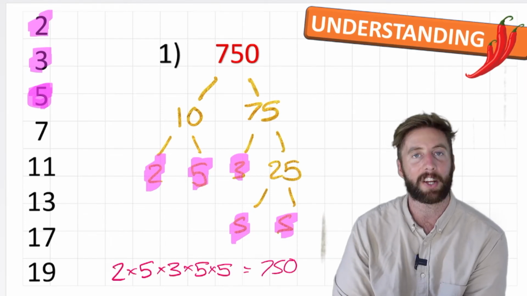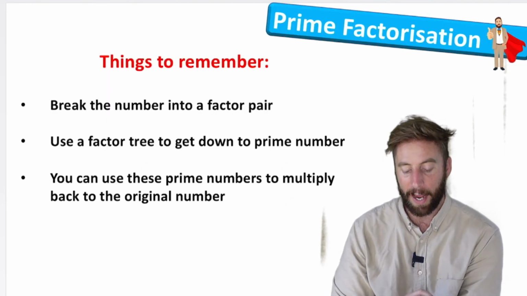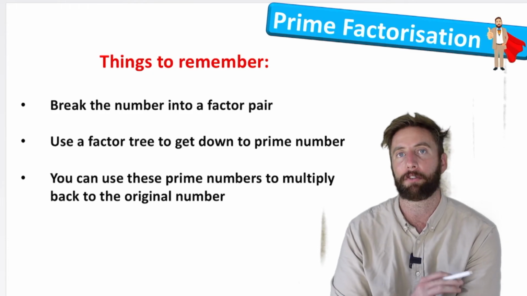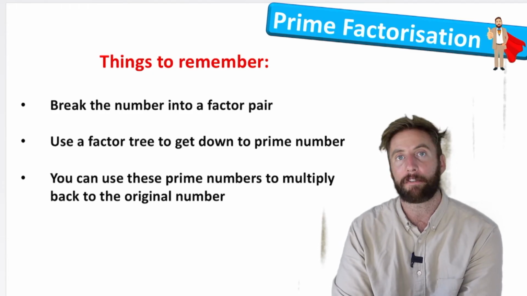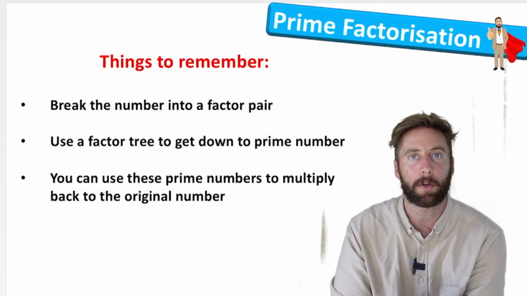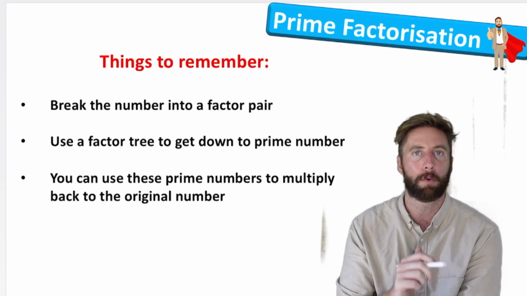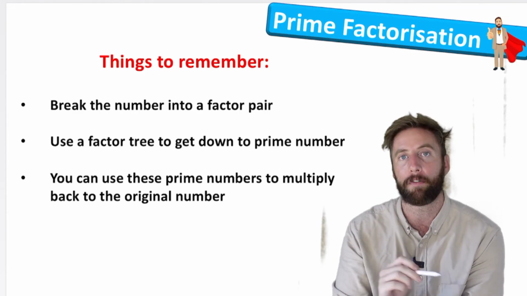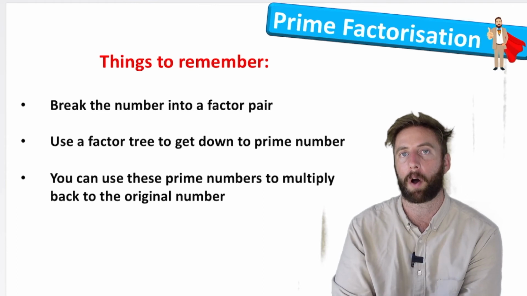Our red chili challenge actually wasn't too difficult at all. Okay, let's think about things to remember then. So we must always break our numbers into factor pairs. And then we're going to use a factor tree to go all the way down to prime numbers. And then the trick is that we can use these prime numbers to multiply them back together and we should end up with the original number. That's how we know we've finished our factorization and we've got to our prime numbers.